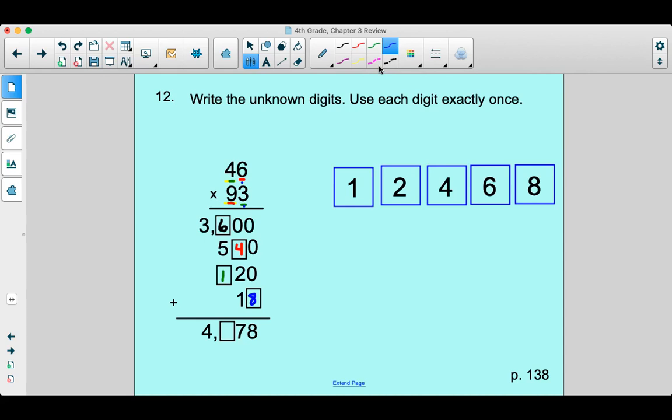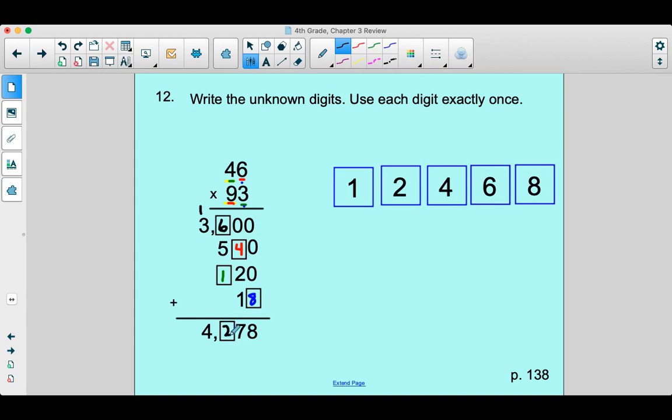Okay, and now we're going to add them all up. 8. 4 plus 2 plus 1, 4, 5, 6, 7. Checks out right there. 5 plus 1 is 6. 6 plus 6 is 12.